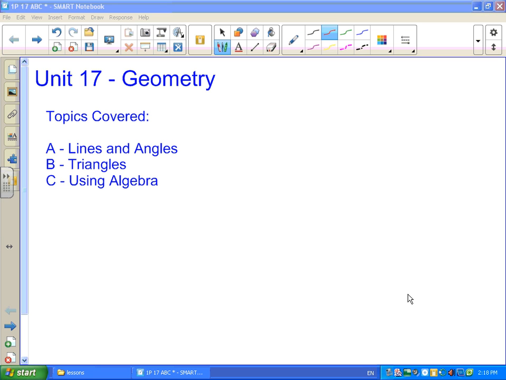So this is our first lesson on Unit 17, and Unit 17 covers geometry. Specifically, it covers geometry of planes, or things in 2 dimensions. And what we're probably going to cover in this first lesson is some stuff out of Box A. We're going to look at lines and angles, and we might get as far as Box B here, looking at some material on triangles.